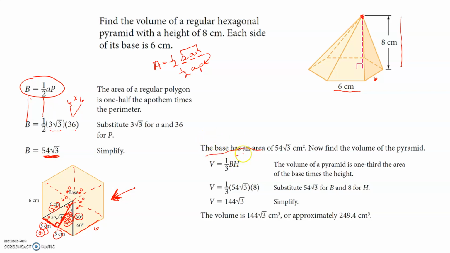Since the area of the base is 54 square root of 3, now they're going to find the volume of the pyramid. Volume is equal to 1/3 area of the base times the height of the object. 1/3 stays. Area of the base we just found, and the height of the object is 8. And when you multiply that out, you get that as an answer. If you put in your calculator, you get that.